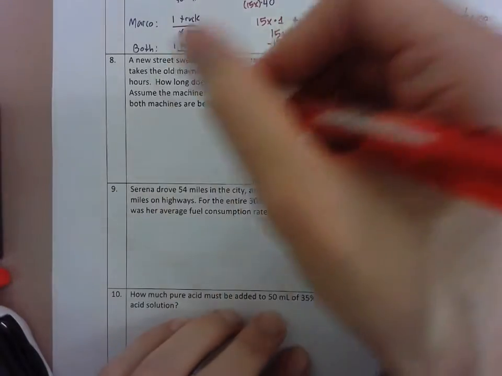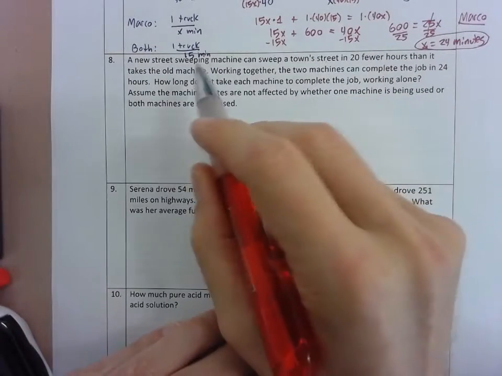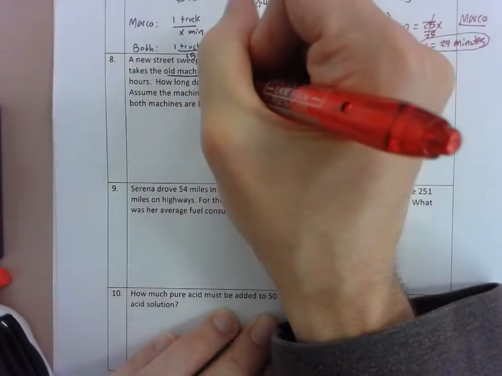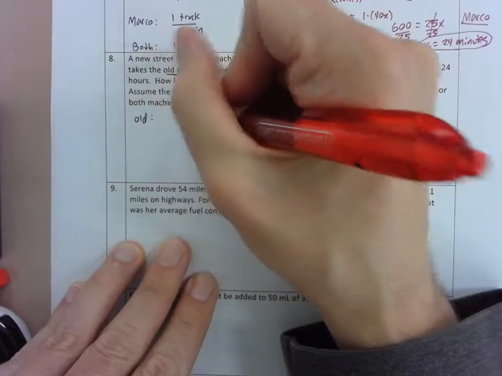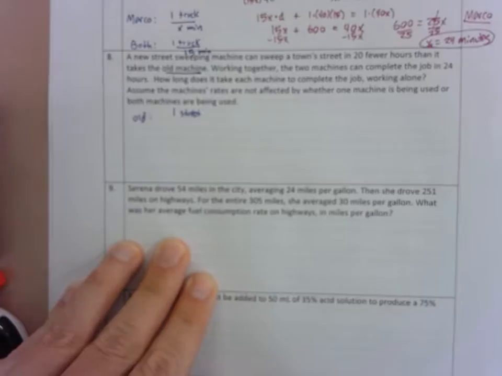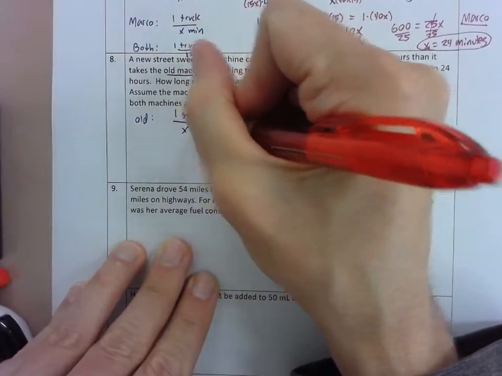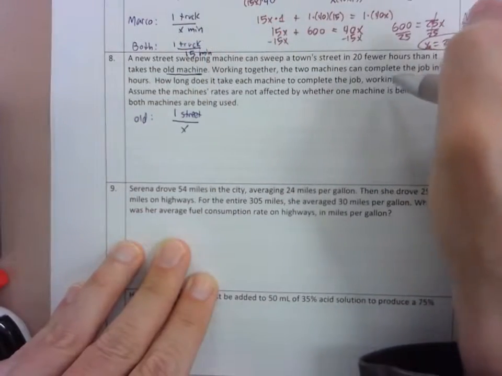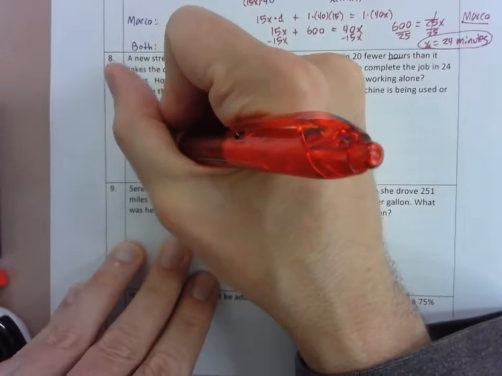So let's kind of look at what we got. A new street machine can sweep a town street in 20 fewer hours than it takes the old machine. Well, let's start with the old machine. It takes one street and we don't know its time. So we'll just call it X amount of hours. So X hours.